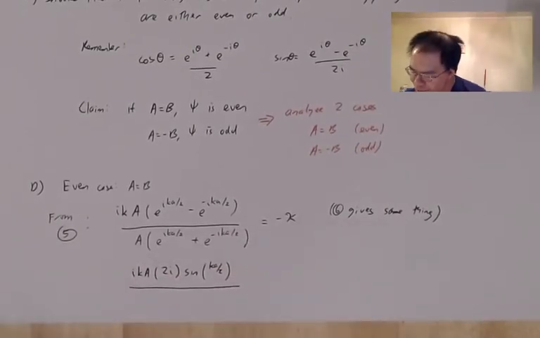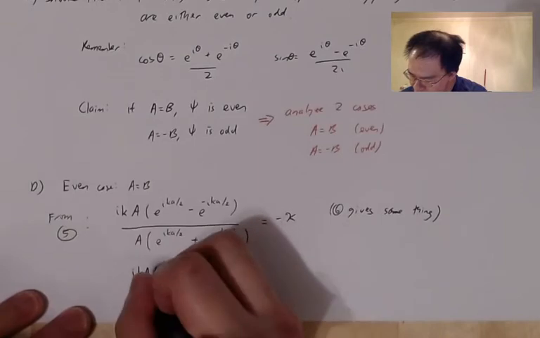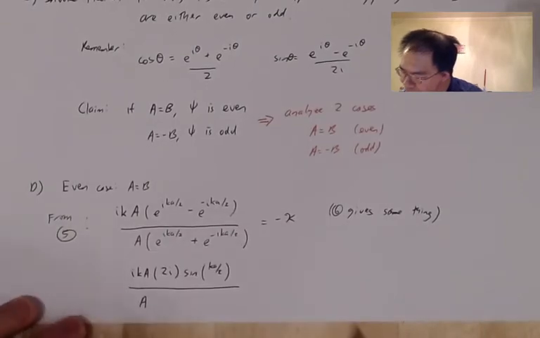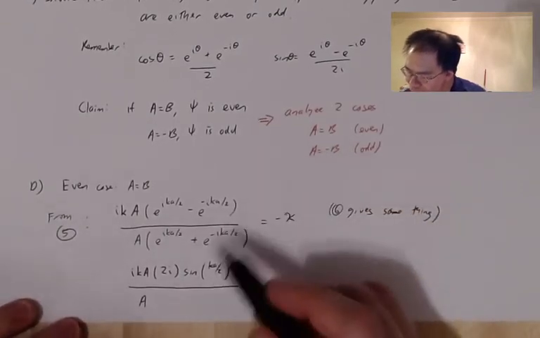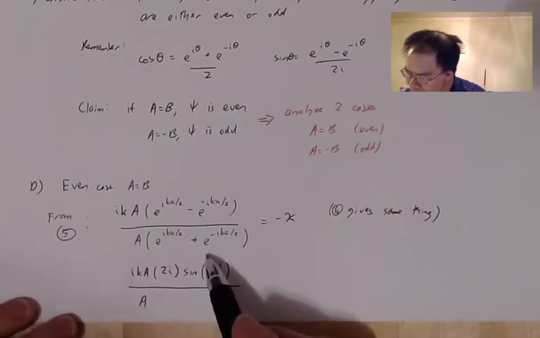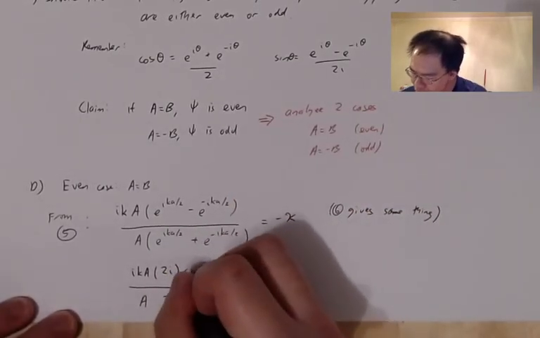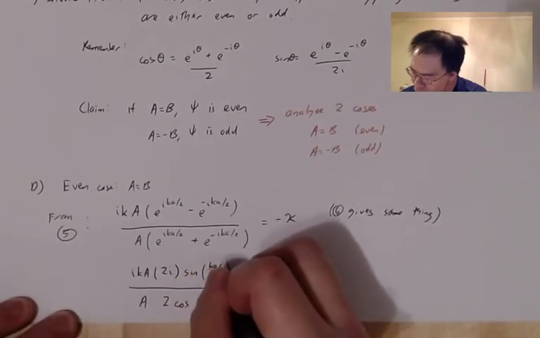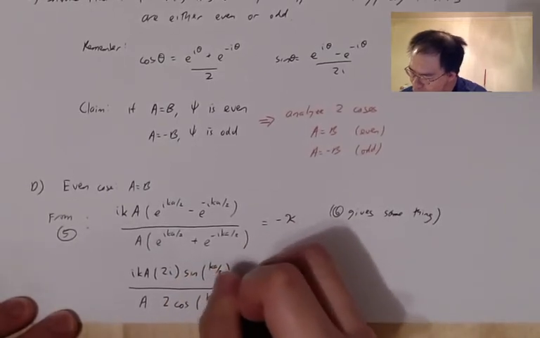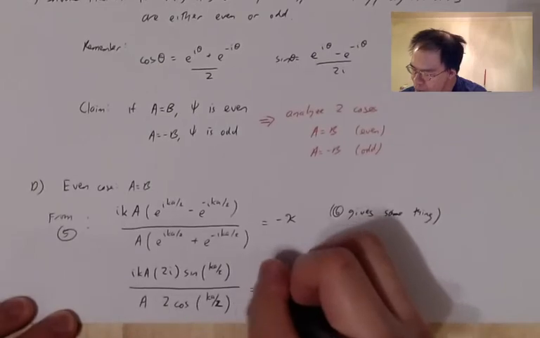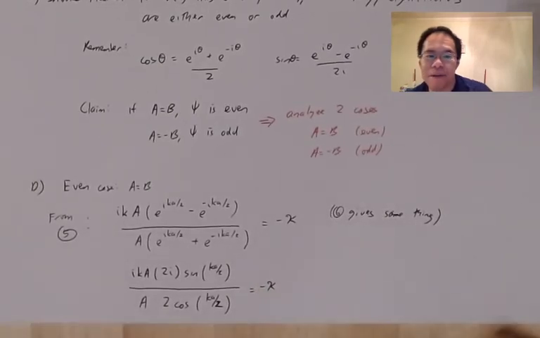Similarly, downstairs, I'll cancel my A's in the next step. I have e to the i theta plus e to the minus i theta, so that's 2 cosine ka over 2 equals minus kappa.